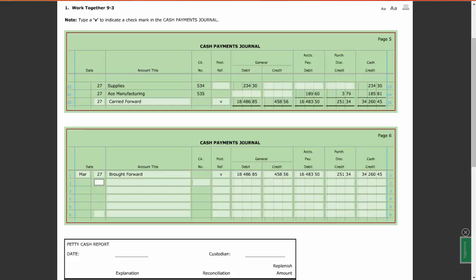So how's that for totaling and carrying forward? Not too bad? I don't think it's too bad.